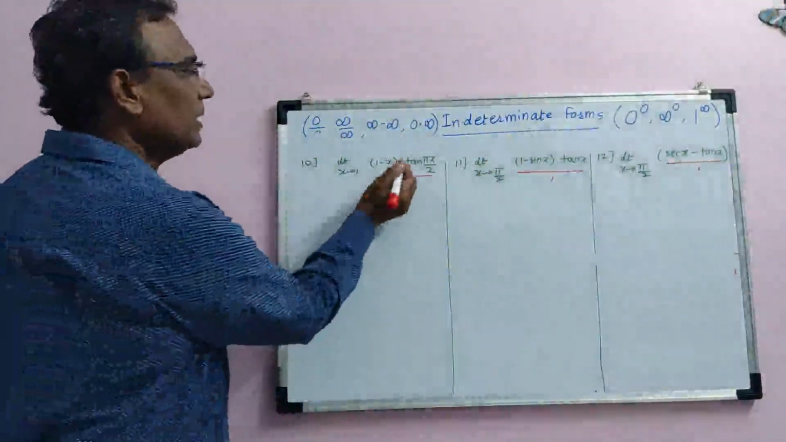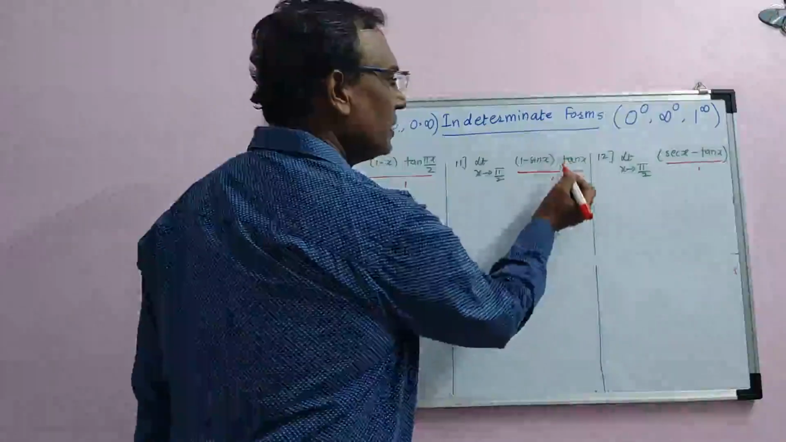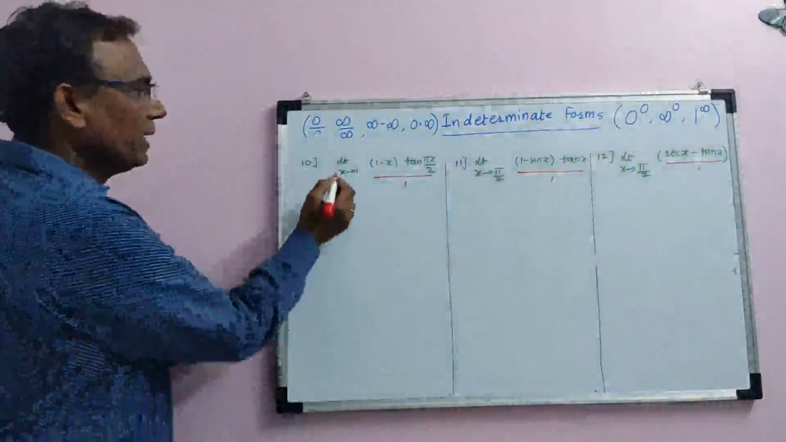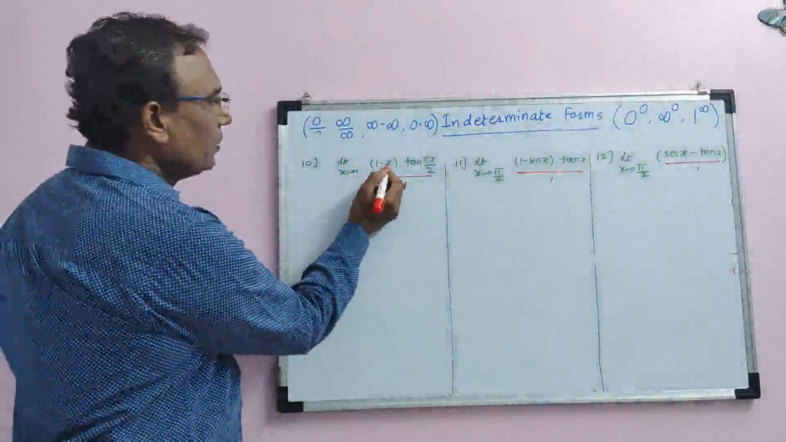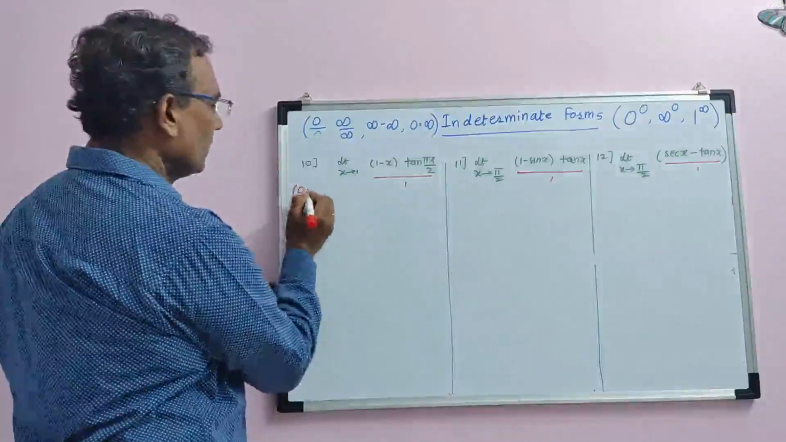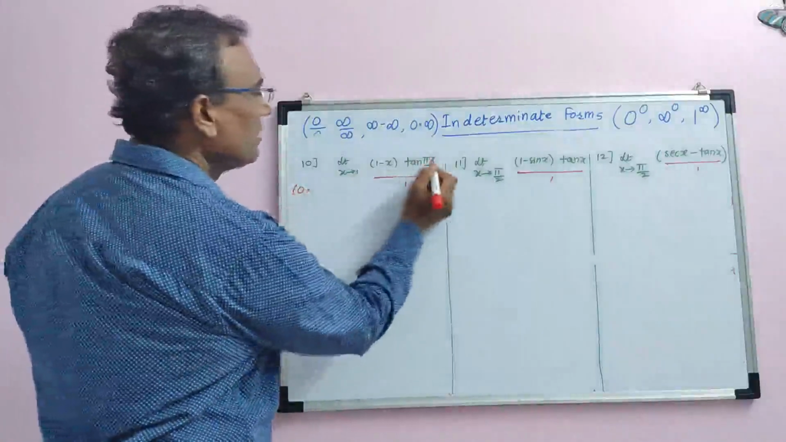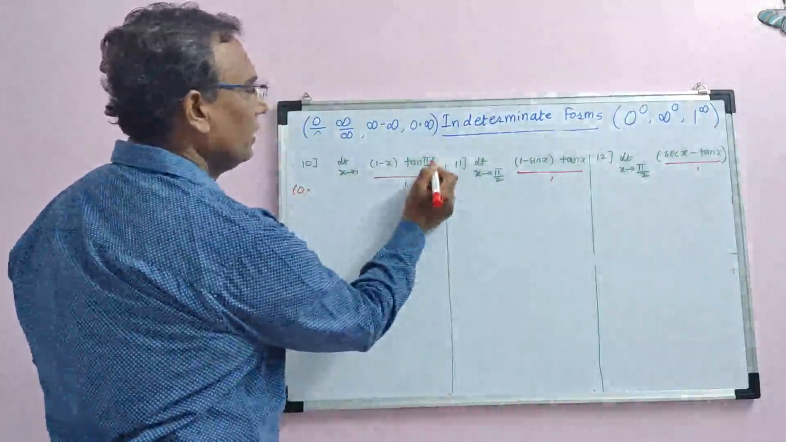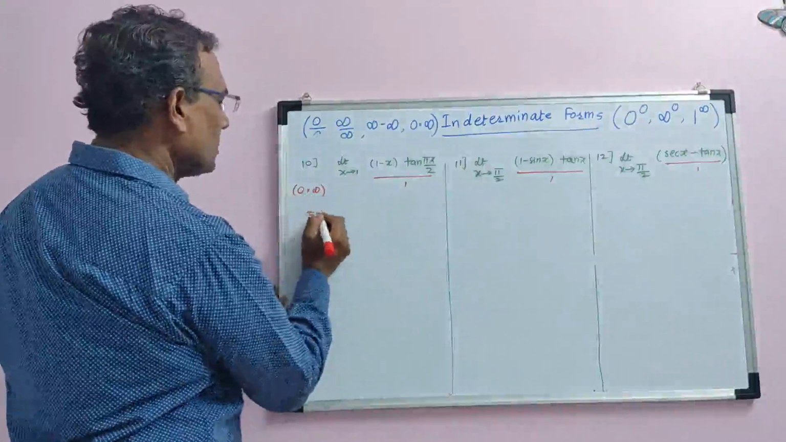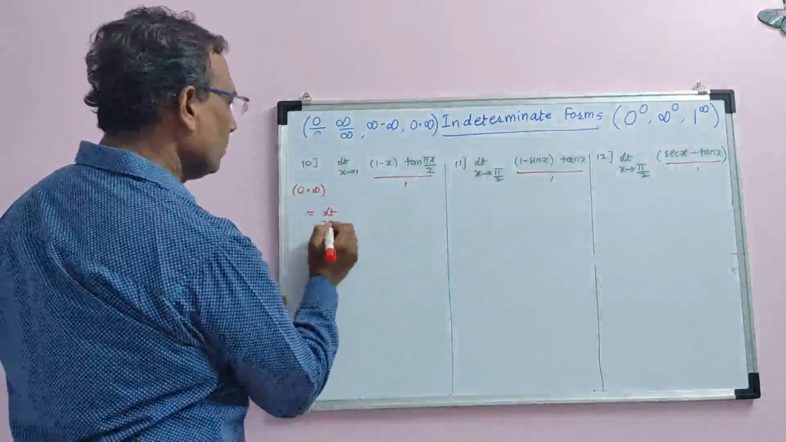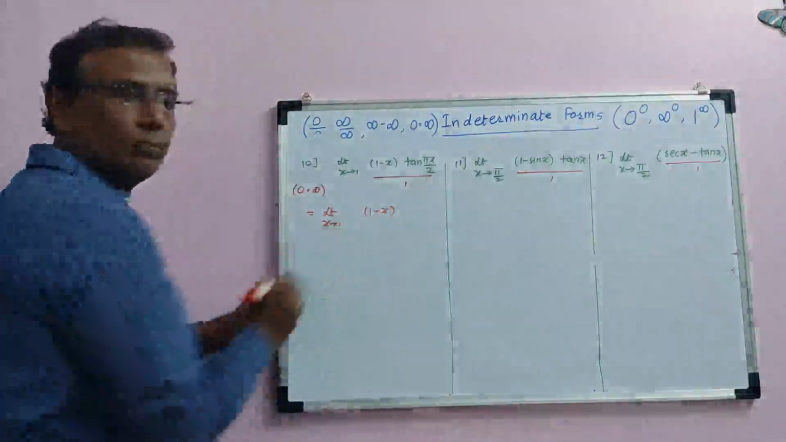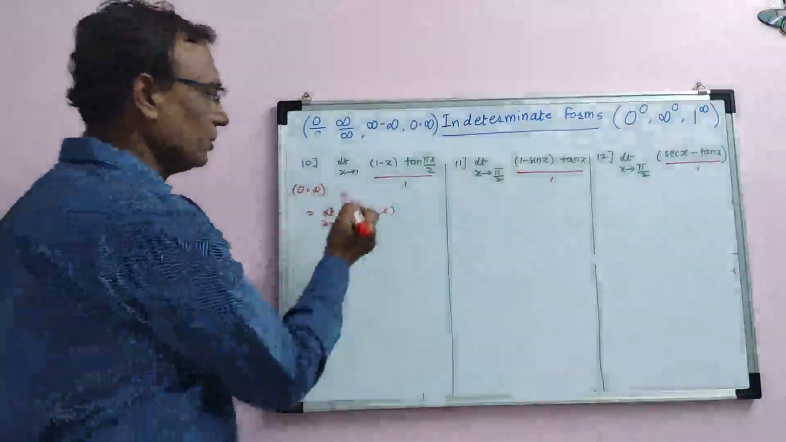Here we have a single term, which means there is a product of these two functions. If you look at it very carefully, put x equal to 1, then 1 minus 1 is 0. And if you put x equal to 1, then tan pi by 2 is infinity. This means it is an infinity into 0 form.